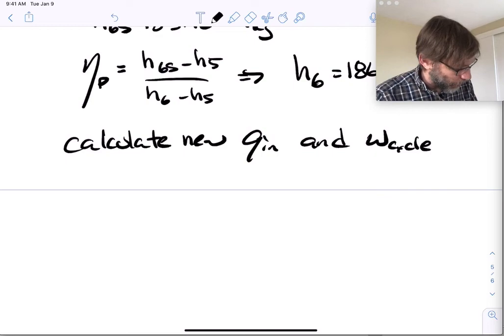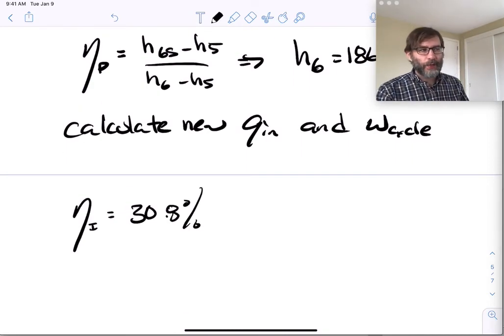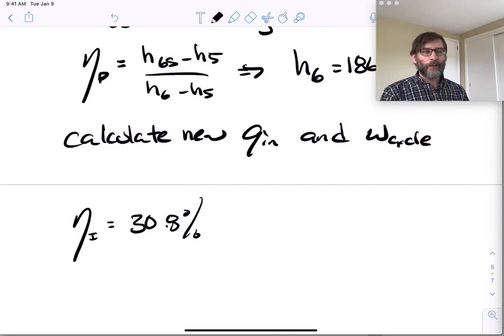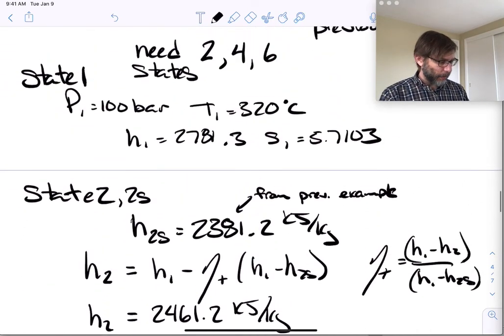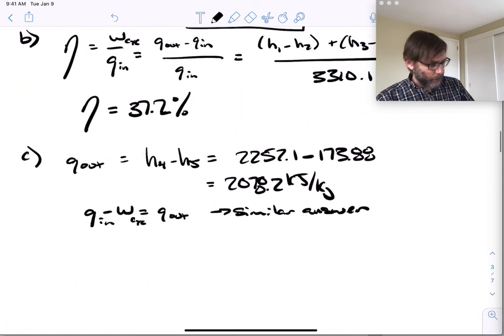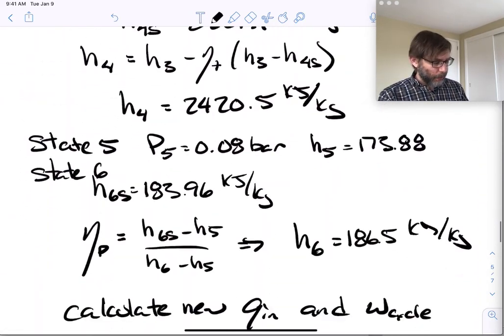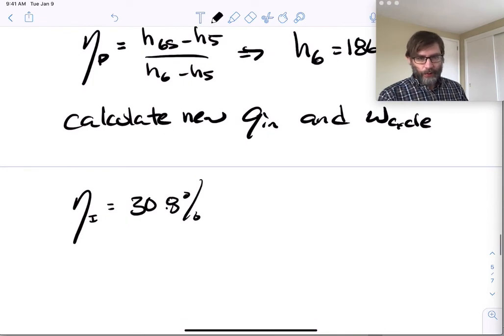Your efficiency ends up being lower. Just to let you know, the efficiency of the irreversible cycle is equal to 30.8%. So it reduced by quite a bit with the 80% turbine. It actually does get quite affected compared to what we had up here, 37.2%. These are the final answers there. So we reduced it by quite a bit because of the irreversibilities.